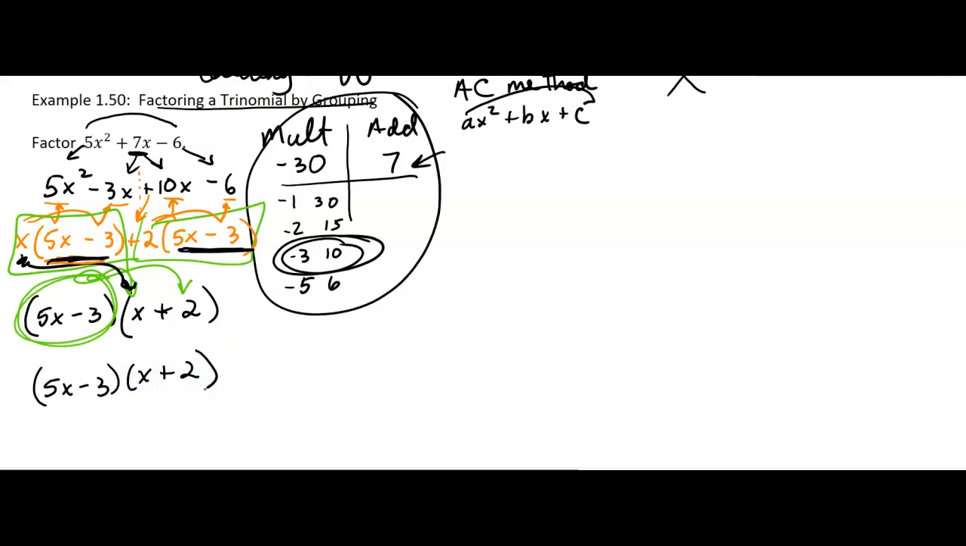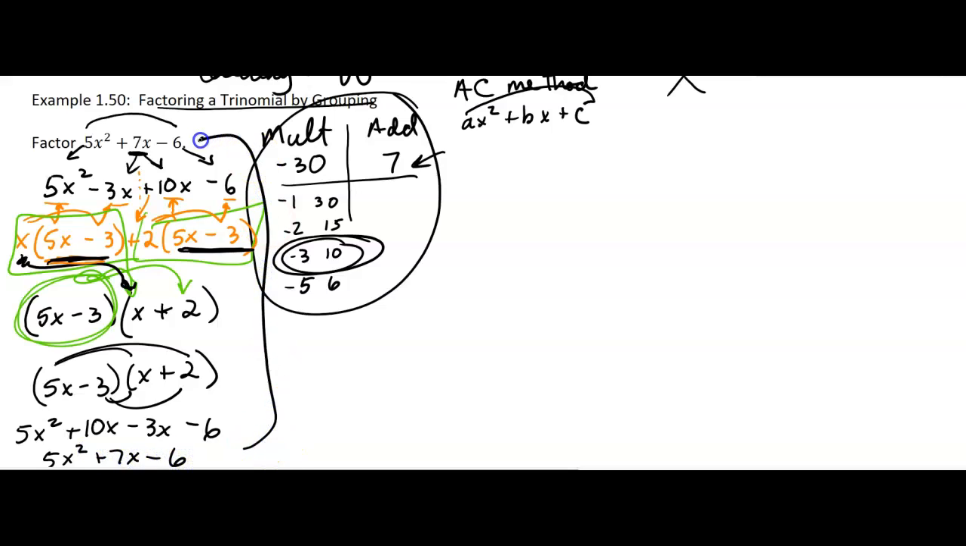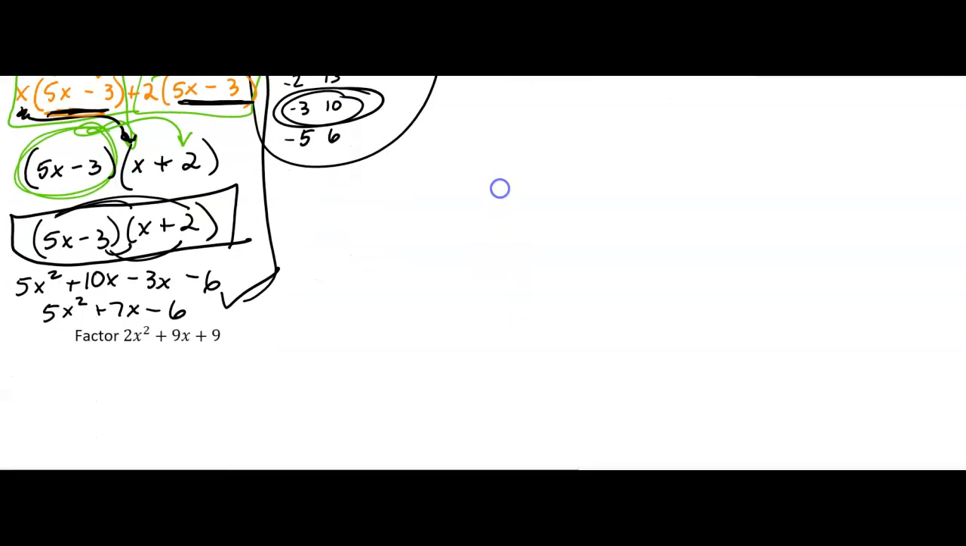Now, if you're like, oh, well, I don't think I'm going to get that right or whatever, you could check it with FOIL. 5x squared plus 10x minus 3x minus 6. And then that simplifies to be 5x squared plus 7x minus 6, which is way back up here what we started with. Okay, so this is the check. This is the answer right there, those two binomials that are being multiplied. Remember, we're factoring, we're trying to get things to be multiplication, stuff times stuff.